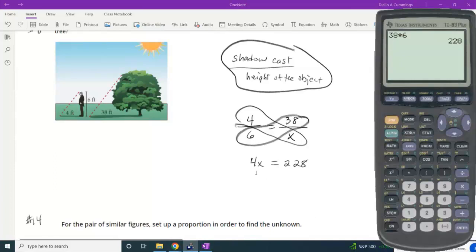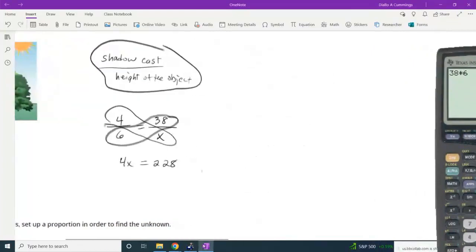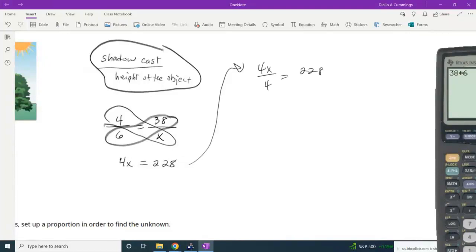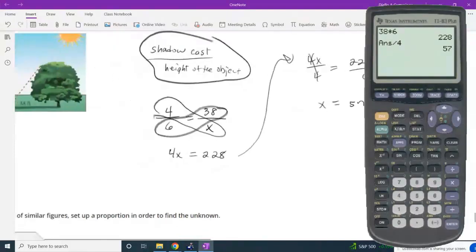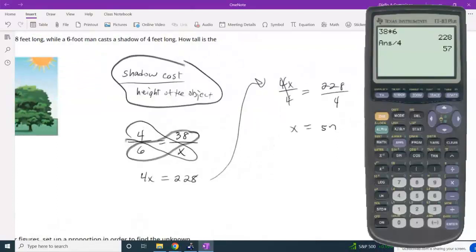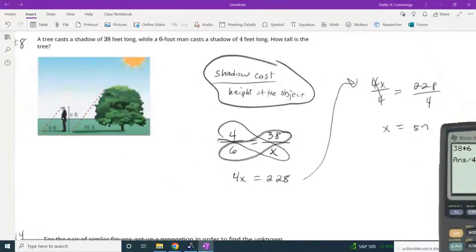Here again, we want to solve for x. So the opposite of multiplying x by 4 is to divide by 4. So I'm going to divide both sides by 4. When I divide my left-hand side by 4, the 4's cancel. I'm left with x. And 228 divided by 4 should give us 57. So the height of the tree is 57 feet tall. All right, so any questions about number 8?